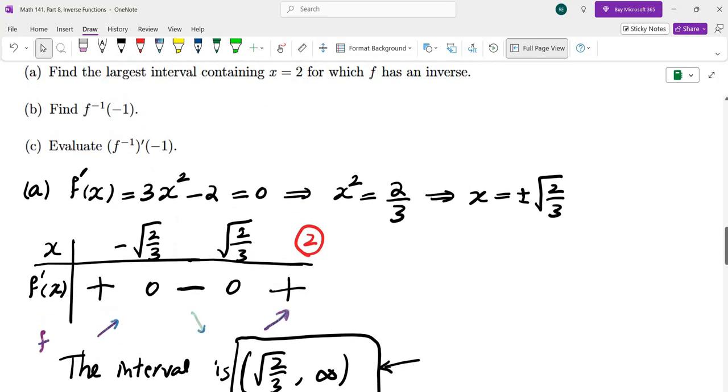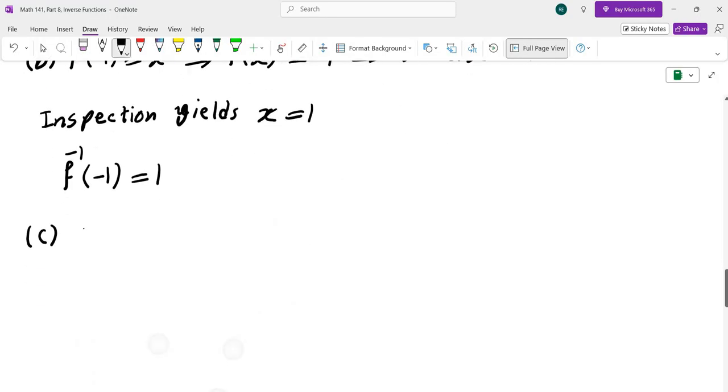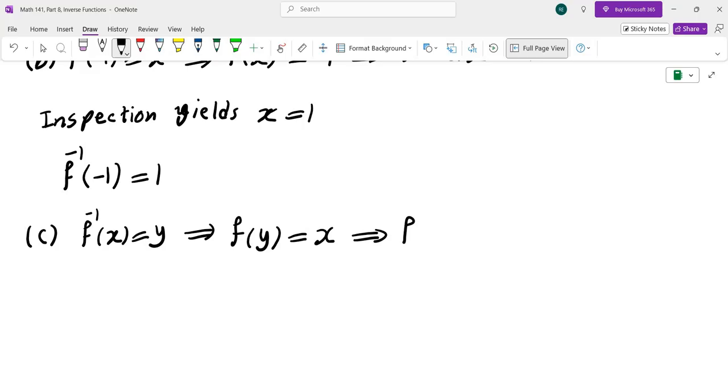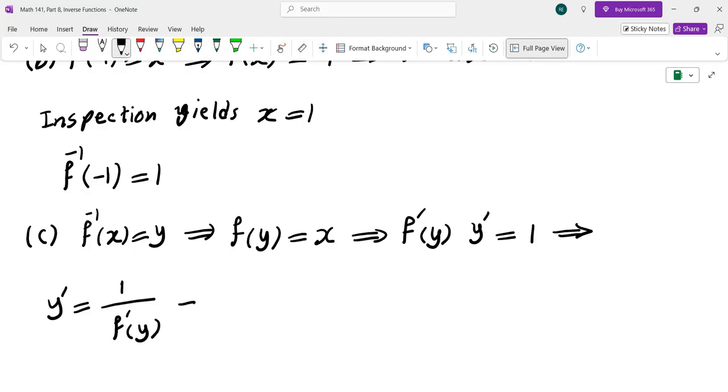The last part of the problem is asking us to find the derivative of f inverse at negative 1. So let's say that f inverse of x is equal to y. We're going to use implicit differentiation to find the derivative of this y. So first we're going to write it down in terms of f. Then we take the derivative of both sides, and we get f prime of y times y prime equals 1. And that tells us that y prime is equal to 1 over f prime of y.